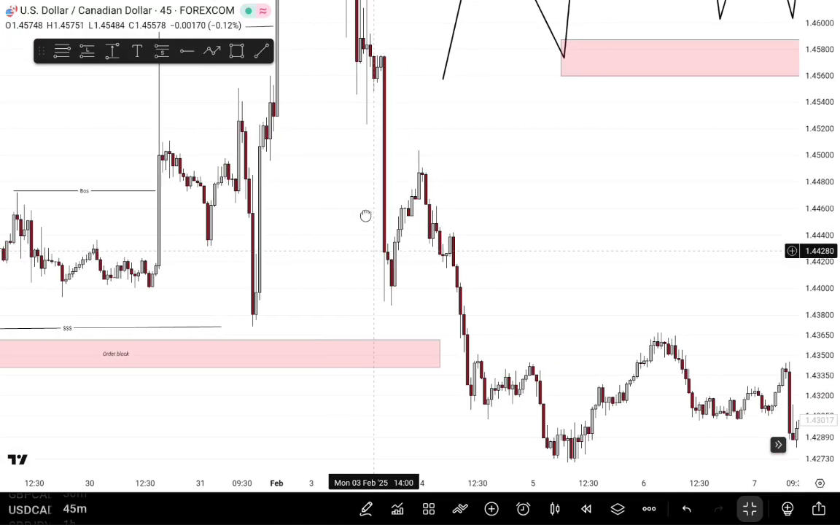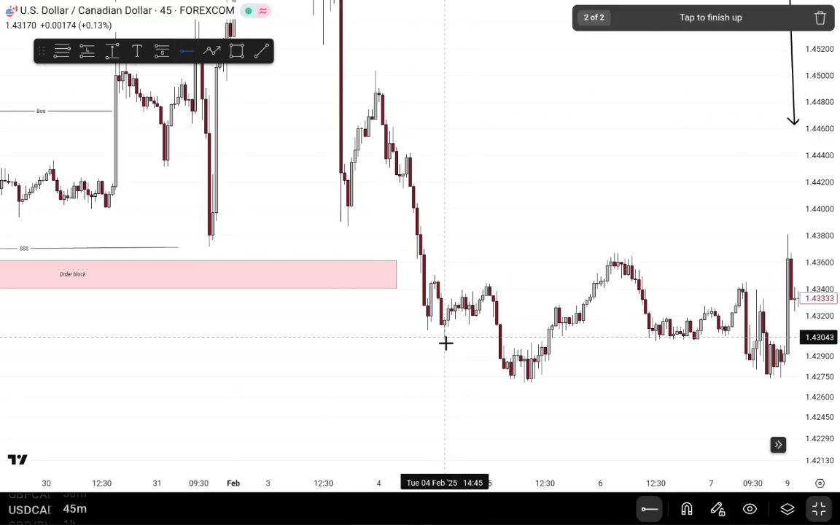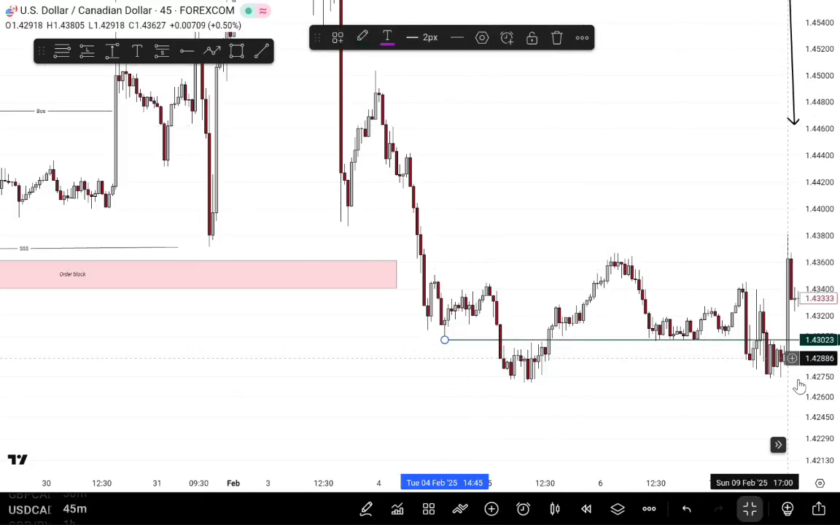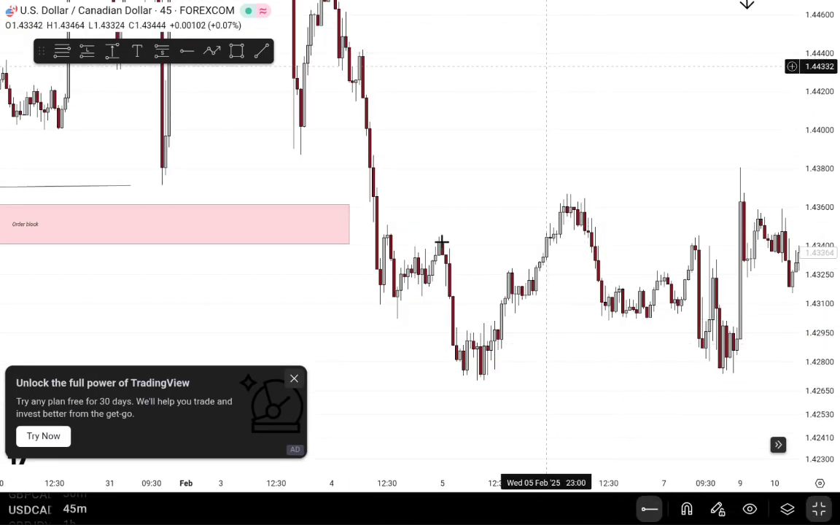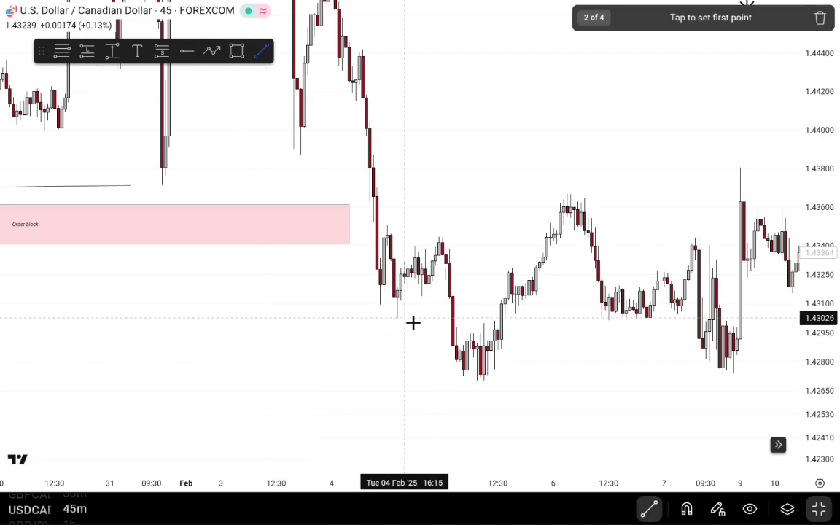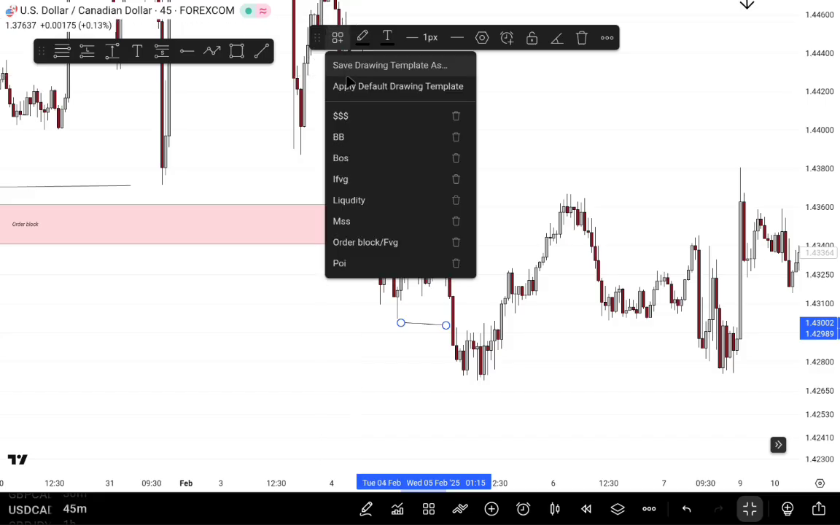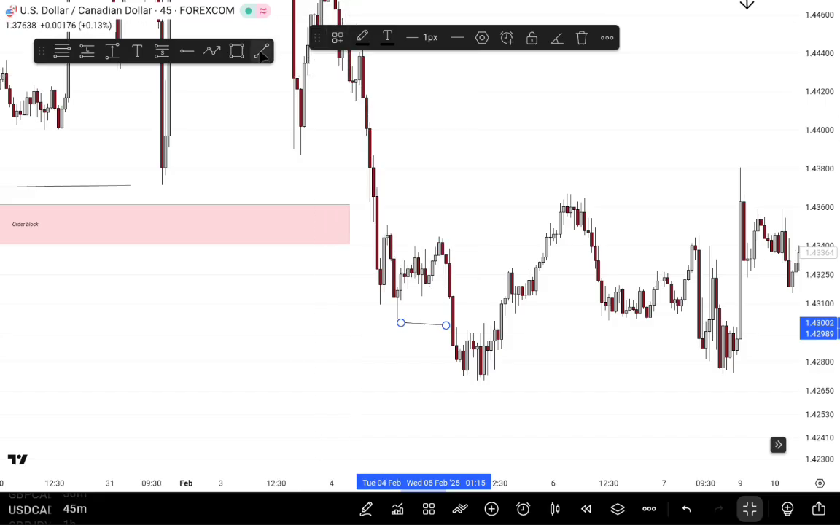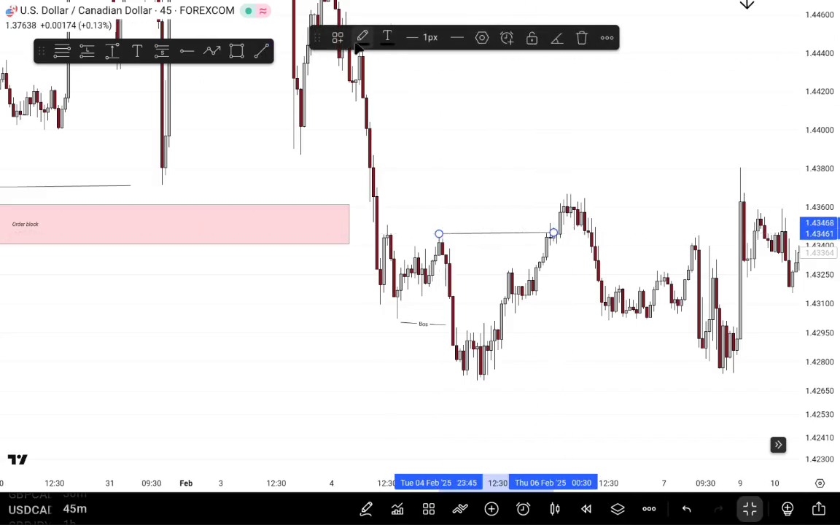All right, so after that we have another break to the downside. This is the break. This is a break of structure to the downside. We also have this break to the downside. After this break of structure, if you know how to draw market structure very well, you are going to enter the trade. So we also have a market structure shift at this point.